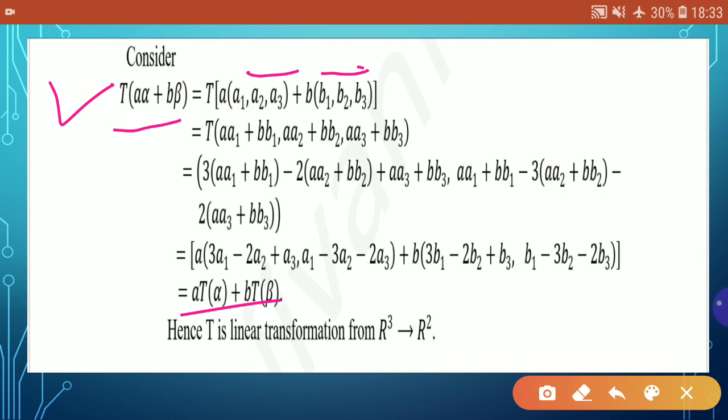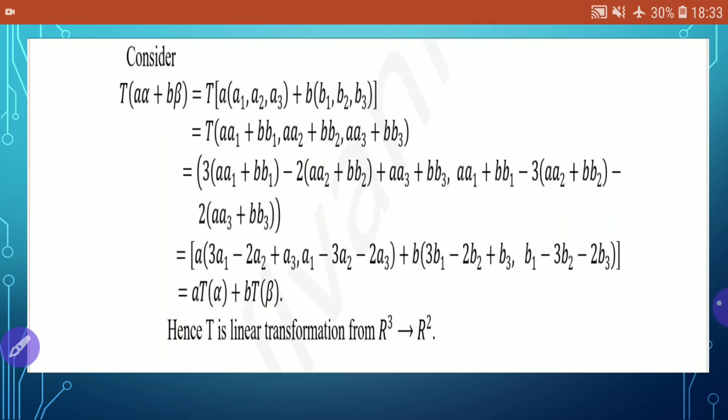After multiplying and simplifying, we get the first component a1 plus b1, the second component a2 plus b2, and the third component a3 plus b3. By the definition of T, this will be equal to (3 times (a1 plus b1) minus 2 times (a2 plus b2) plus (a3 plus b3), comma, (a1 plus b1) minus 3 times (a2 plus b2) minus 2 times (a3 plus b3)). This we have written by the definition.